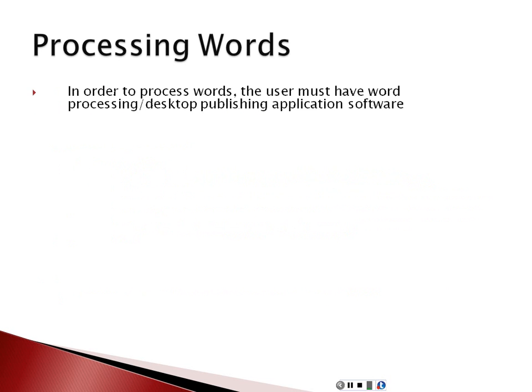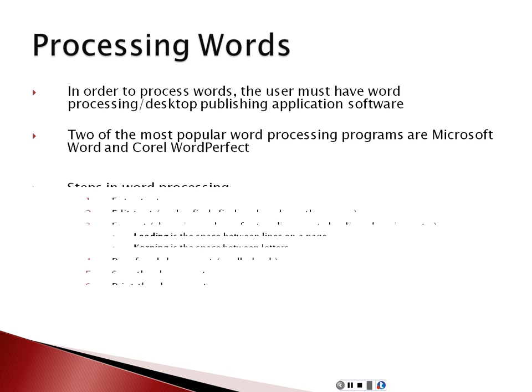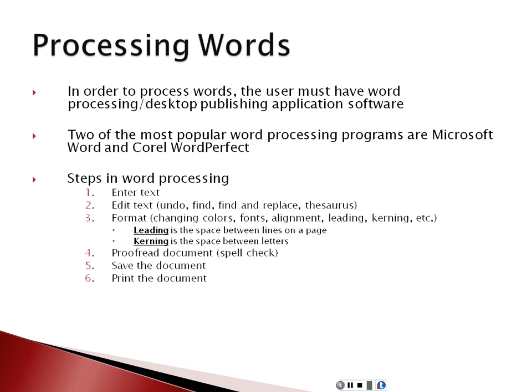And when we're talking about word processing, in order to process those words, we have to have a word processing program. And always I'm putting this with desktop publishing, and that's a particular type of application software. Two of the most popular are Microsoft Word and Corel WordPerfect. And just to review steps in word processing, what it allows you to do, not just to type a bunch of words on a page. You can enter text, but other things that you can do, it's the most wonderful thing that they've ever invented, is that undo button.